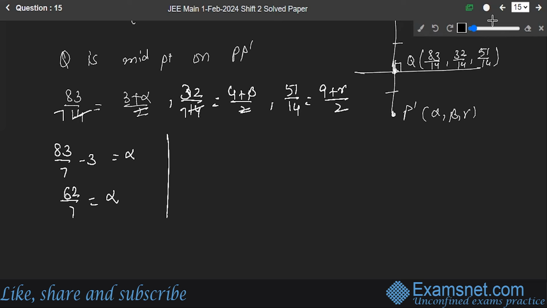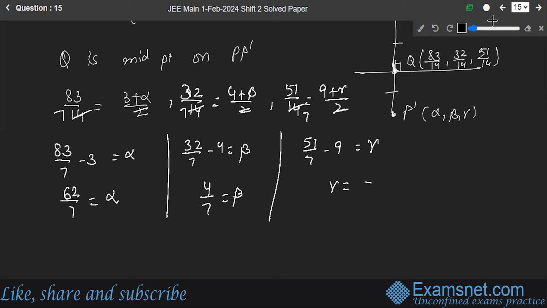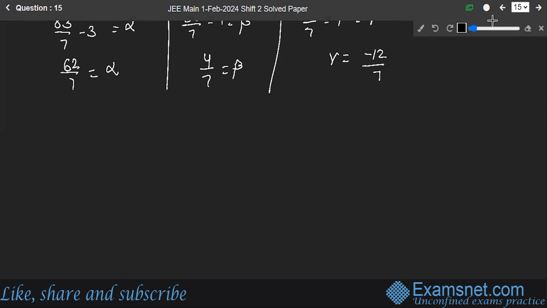And you have 32 upon 7 minus 4 is equal to beta. For this, beta will be 28, this will be 4 by 7. And then you have 51 by 7 minus 9 is equal to gamma. So you will have the value of gamma as minus 12 upon 7. This is your value of alpha, beta, and gamma.